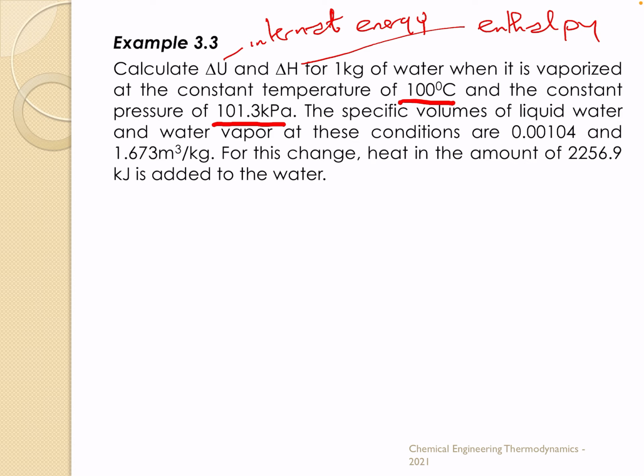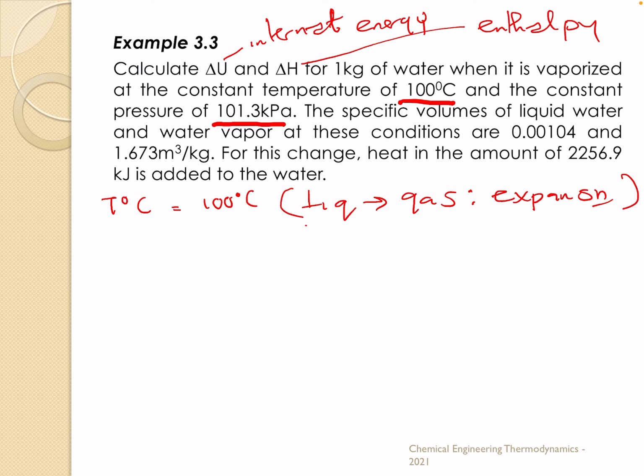So let's write down what we've got. T is 100 degrees C, and we know that for water at 100 degrees C, that is the boiling point. At the boiling point, what is happening? Your liquid is being converted to steam, which is gas. What this also infers is that you are having expansion. Remember, the volume of your liquid is lower than the volume of your gas.